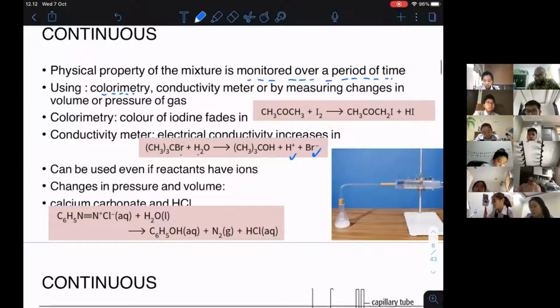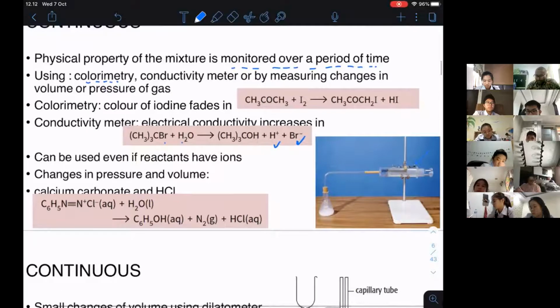So you can use these methods, or measure changes in volume or pressure of gas. Whenever you set up this experiment and want to find out the volume of gas produced over time, you don't need to take samples one by one. I think continuous is much easier. So at T equals 30, 60, I just find out how much gas there is. I just do it continuously, with no need to do sampling. That is the continuous method.